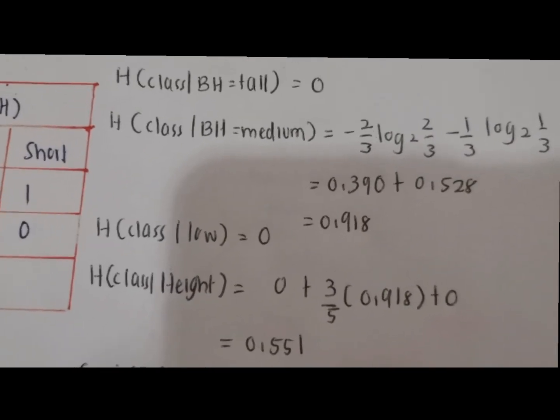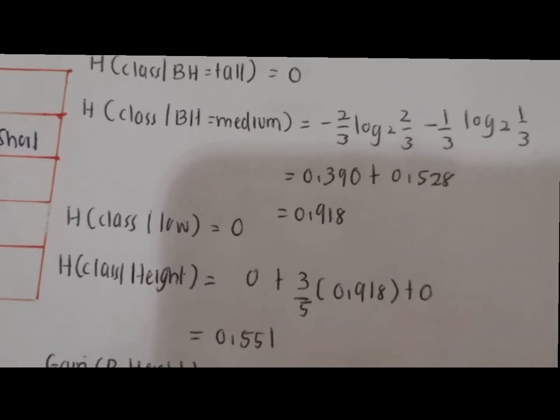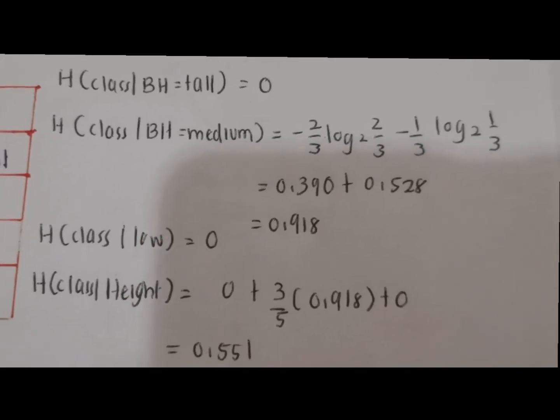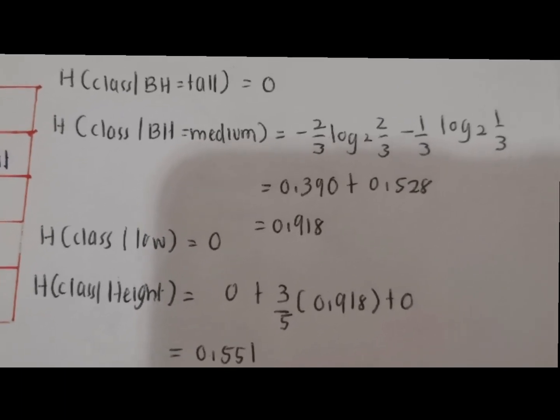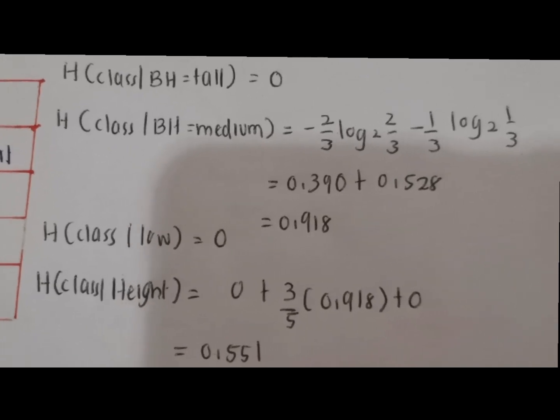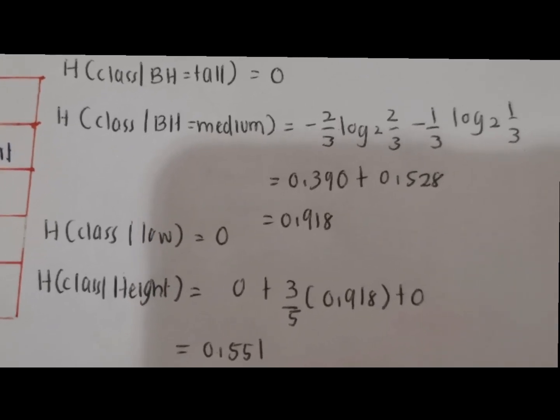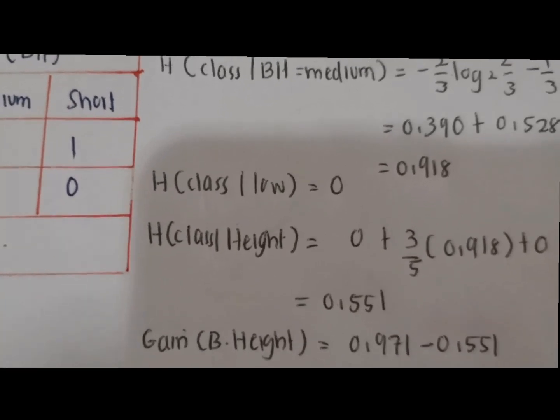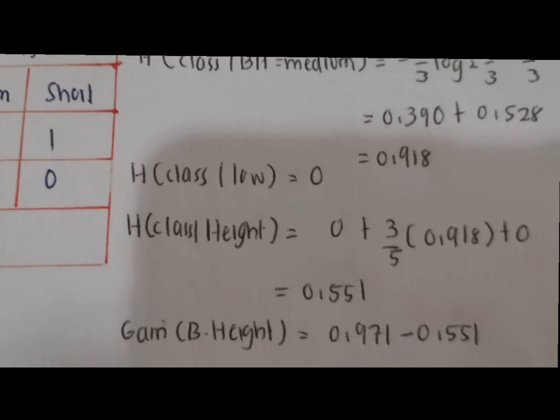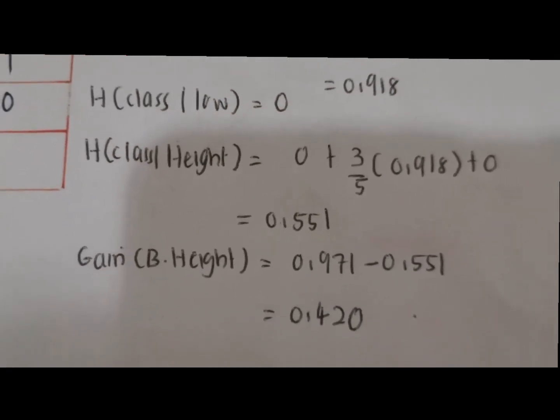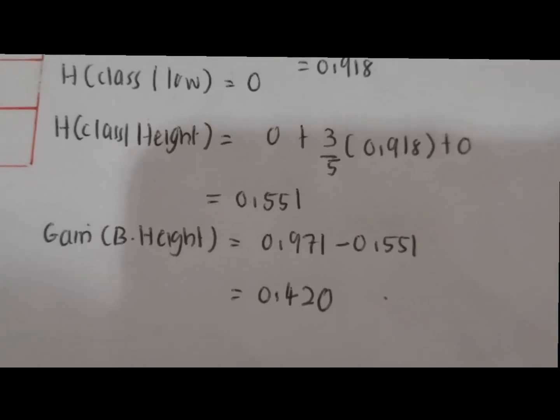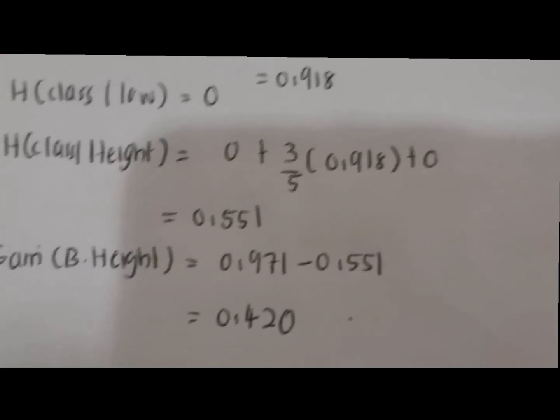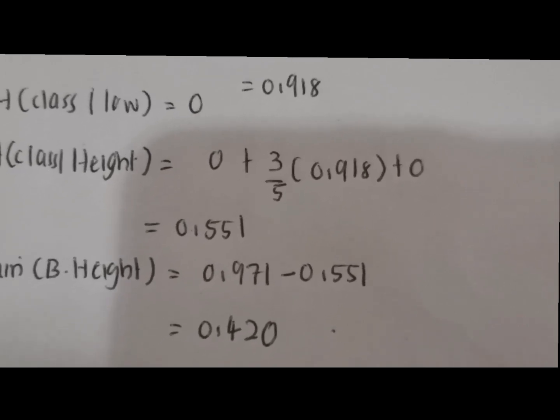Then H class for body height medium, we get like this, negative 2 over 3 times log 2 of 2 over 3 minus 1 over 3 times log 2 of 1 over 3. Then we get equal to 0.390 plus 0.528. We get the answer 0.918 for the class height medium. For the H class low, we get it 0, and then after that we will find the total H class of height. This is equal to 0 plus 3 over 5 times 0.918 plus 0 equal to 0.551.